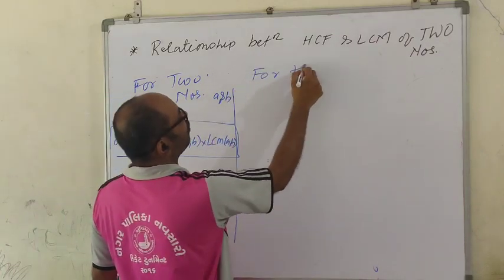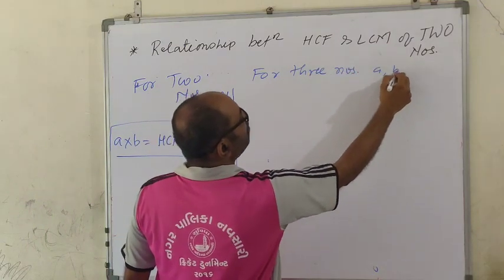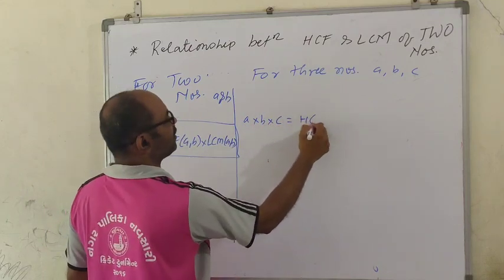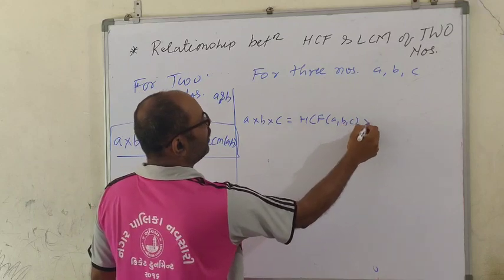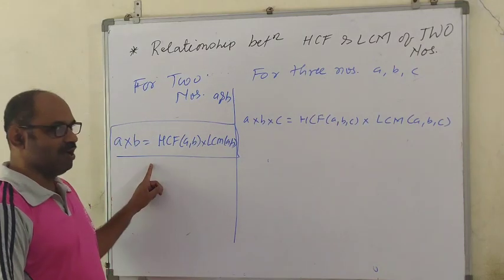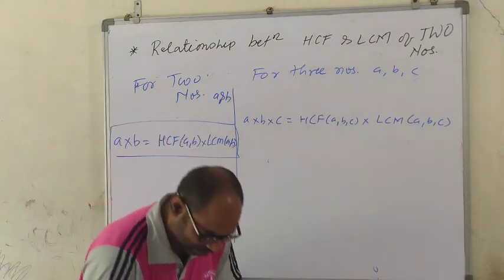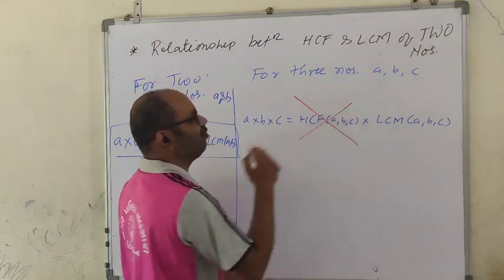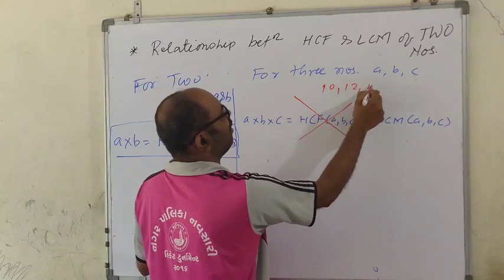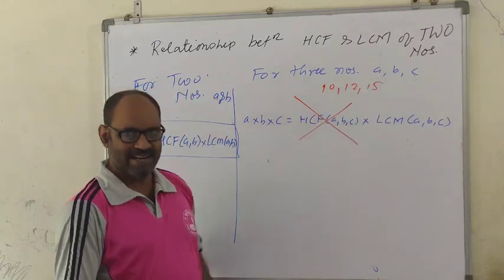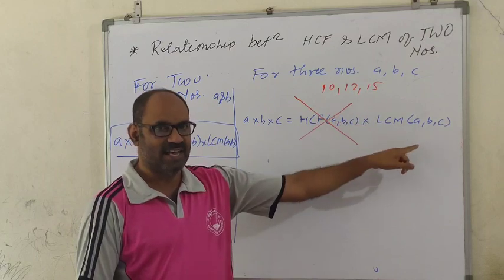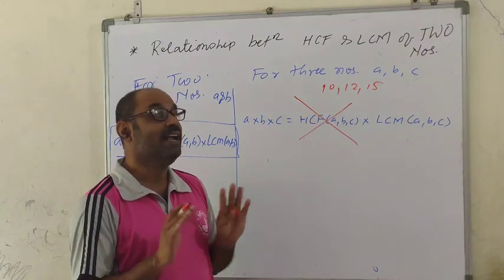For three numbers A, B and C, using the same logic, you might write A into B into C is equal to HCF of A, B, C into LCM of A, B, C, but this is not true. You check it out. Take three numbers, 10, 12 and 15. Find their product, find their HCF, find their LCM, and then check whether the product of the HCF and LCM is equal to the product of these three numbers or not. It won't be.